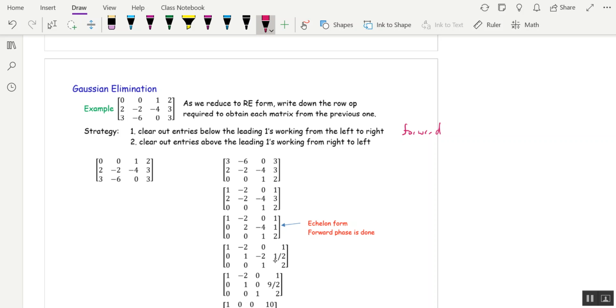And that will put the matrix in echelon form. Then you're going to do the backward phase and clear out above the leading ones, and you're going to go from right to left. So first it's left to right, then it's right to left. If you're unfortunate and you start with a matrix that has a zero entry in the upper left, then swap rows so you don't have a zero.